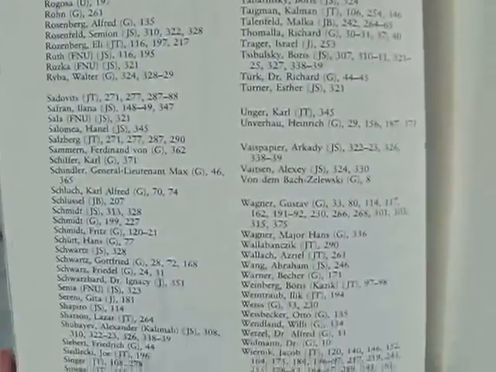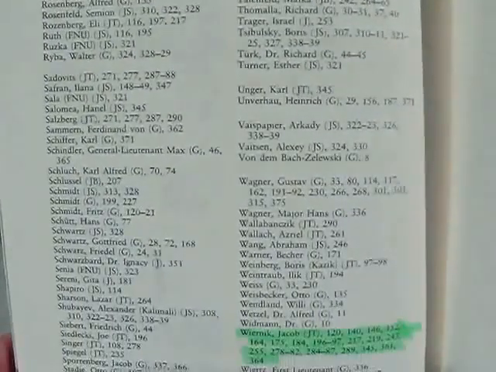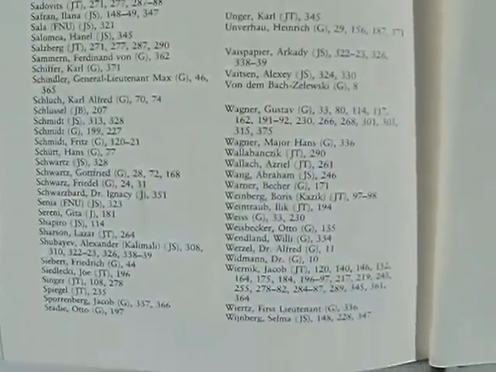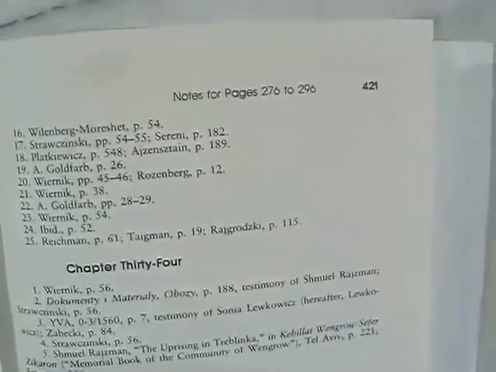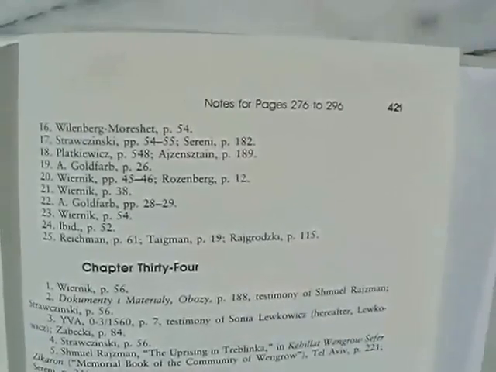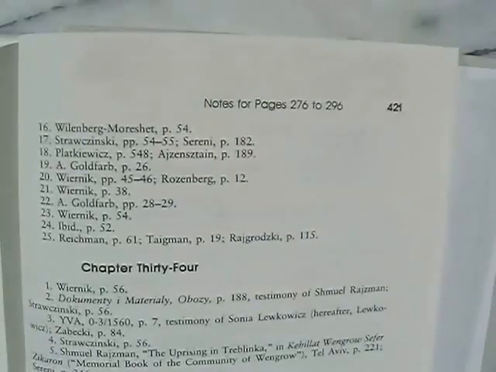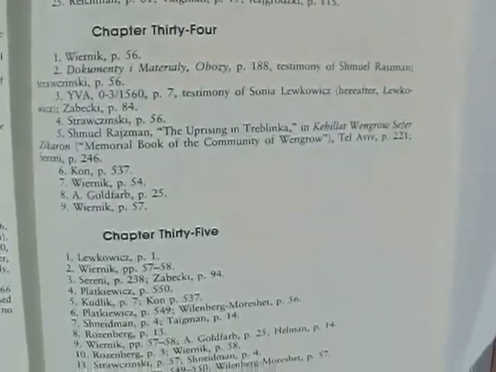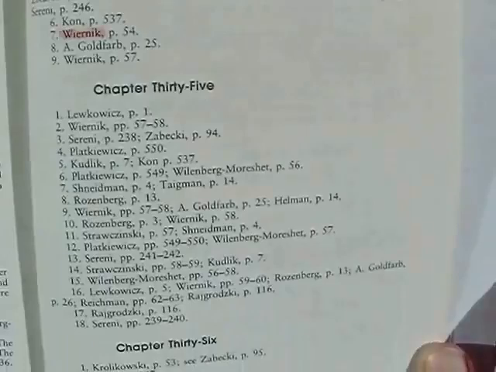The answer is yes. Not only does he use Wernick's book as a source, but mentions him by name on 24 pages. Arad puts his sources in the back of the book instead of at the bottom of each page like Hilberg. Here is just a single page of his sources. Wernick, Wernick, Wernick, Wernick, Wernick, Wernick, and Wernick.